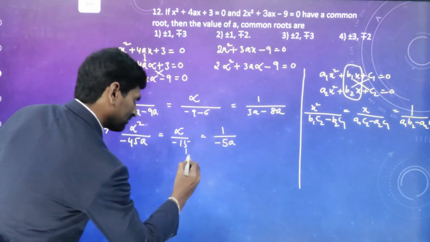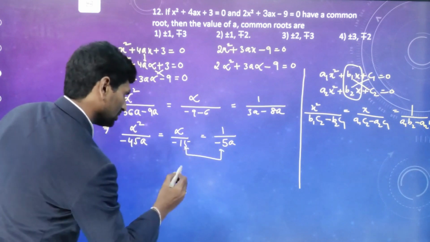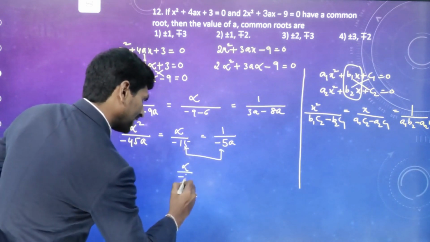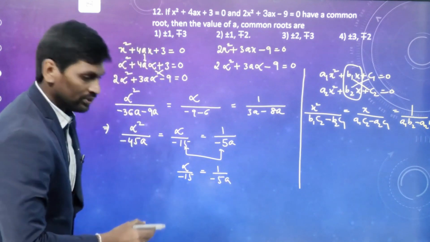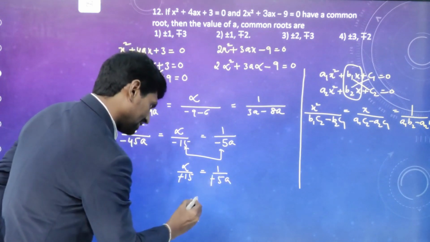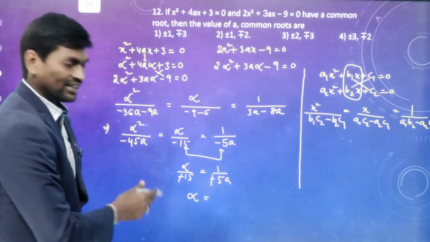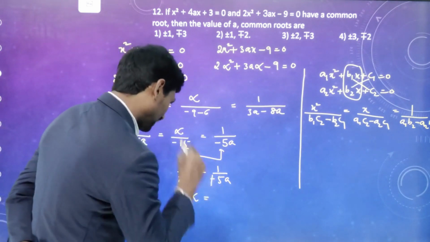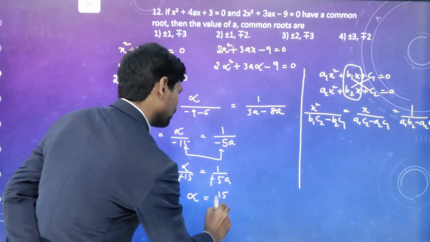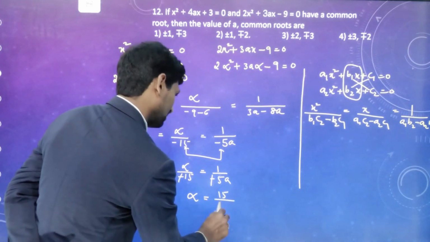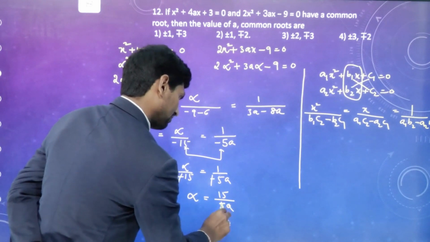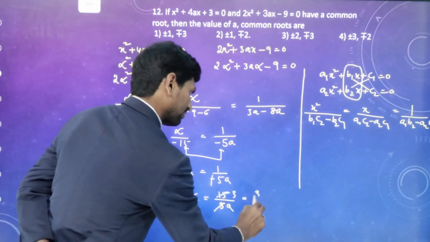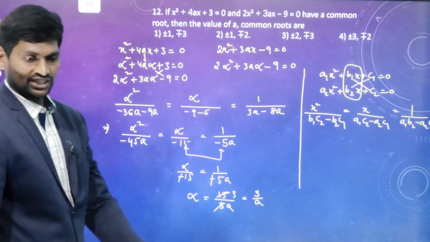Now equate both of them. These two: alpha by minus 15 equal to 1 by minus 5. Both denominators containing minus symbol cancel. 15 is dividing, transpose that side. Multiply. It is 15 by 5a. 5 times 15, 3 times, that is equal to 3 by a. We got alpha value is 3 by a.